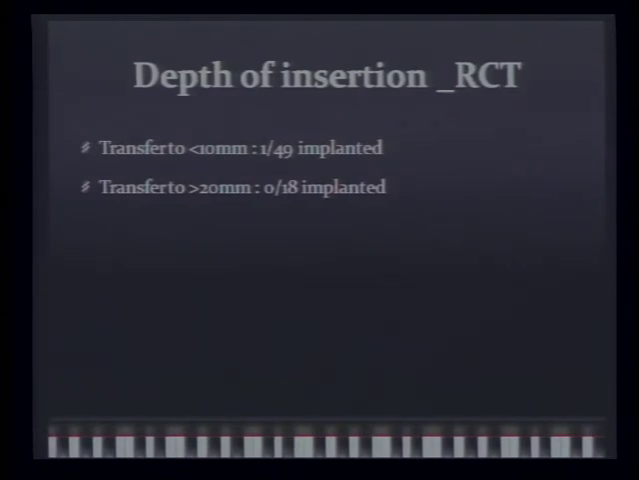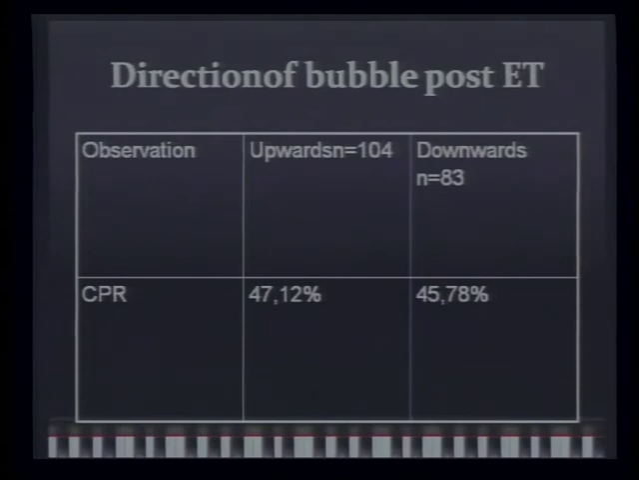So less than 10 millimeters, 149 cases implanted. Greater than 20 millimeters, none of the cases were implanted. So we can tell that between 1.5 to 2 centimeters as depth of insertion will be successful for the pregnancy.